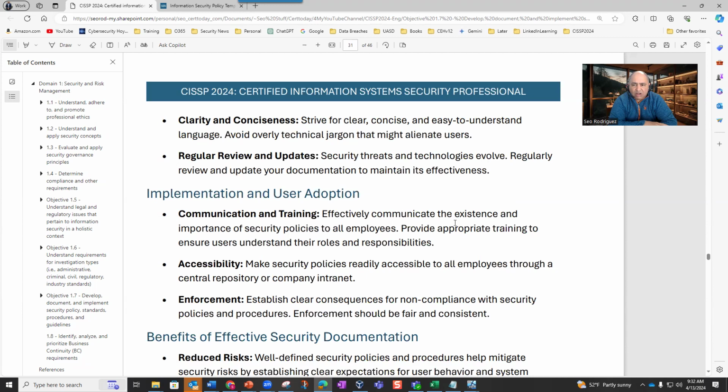Avoid overly technical jargon that might alienate some users. Security threats and technologies evolve, so regularly review and update your documentation to maintain its effectiveness.